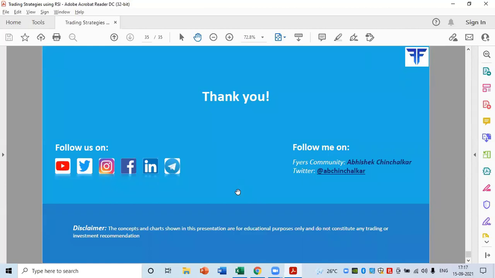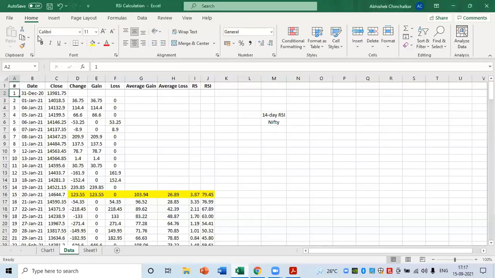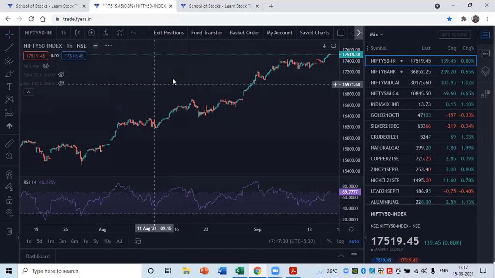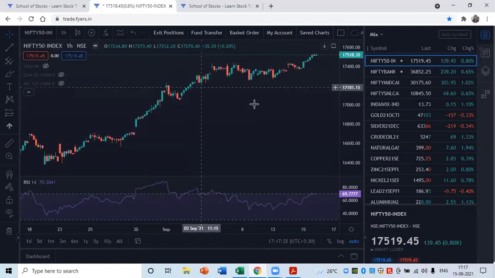In the Excel sheet, I've used the daily data, where each data point represents the closing price of each day. Now, on the 1 hour chart, let me go to the candlestick charts. Let me select the 1 hour chart, and let me reset the chart.